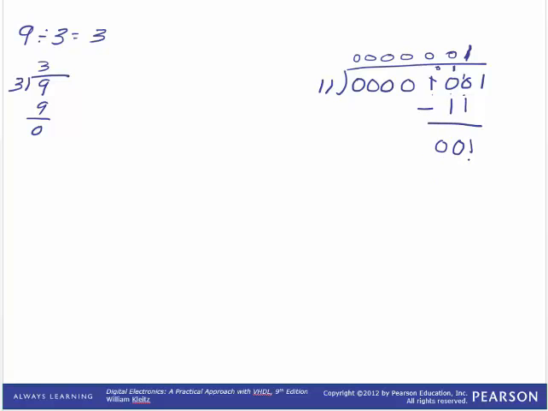Can 3 go into 1? No. So bring down another 1. Can 11 go into 11? Yes, one time. And then remultiply this 1 times that, subtract, and you get 0. So that's how it works.